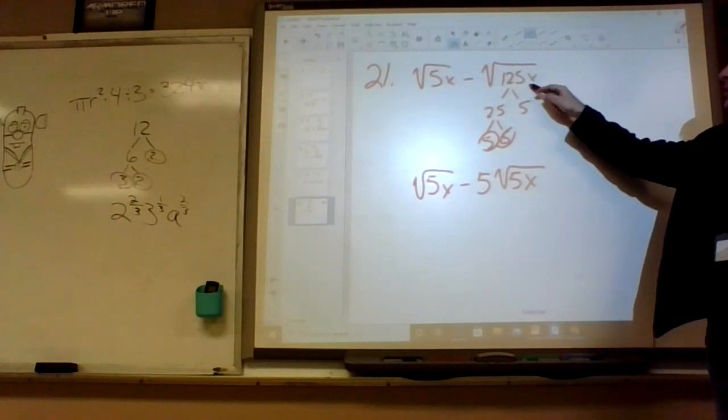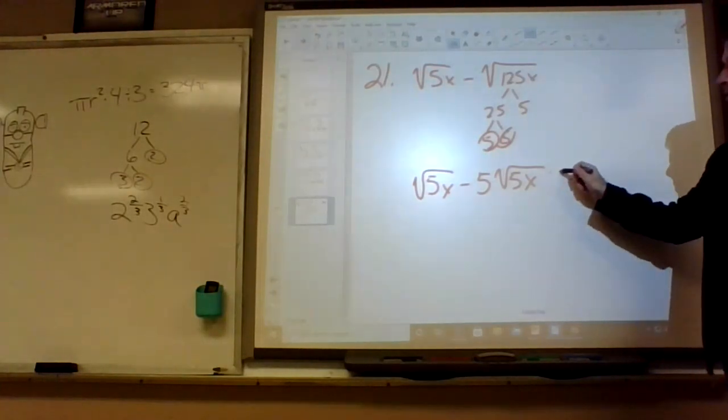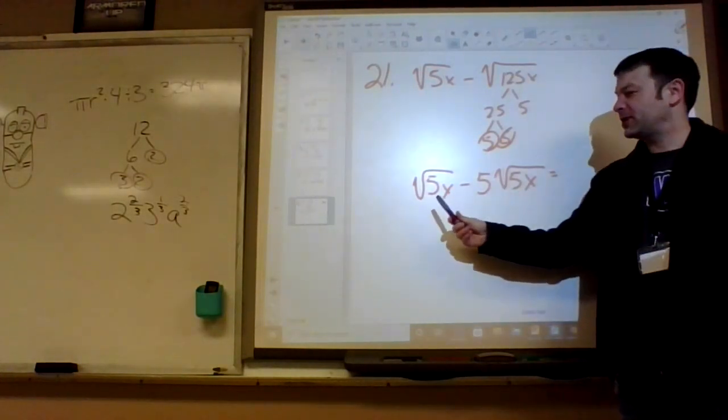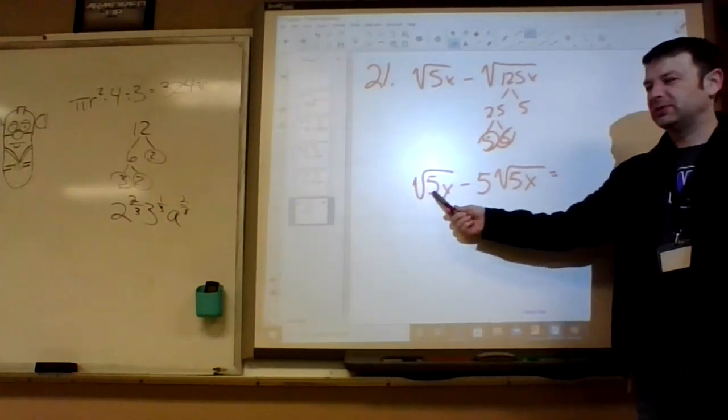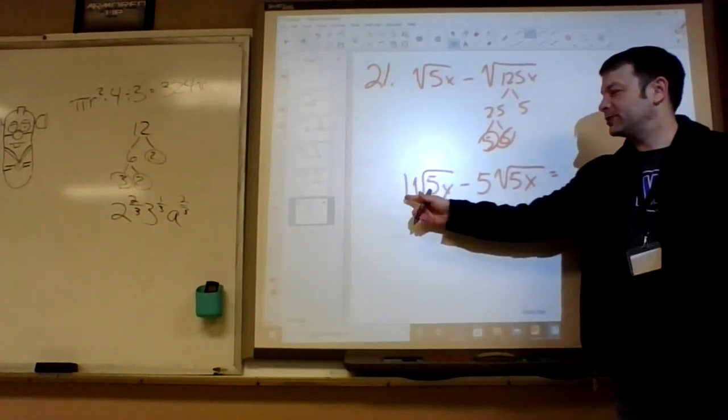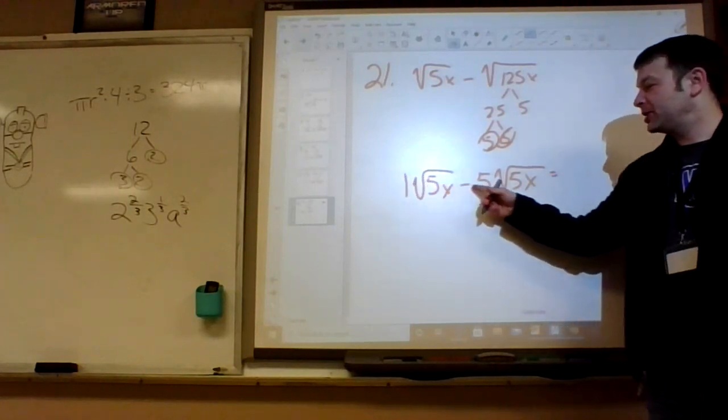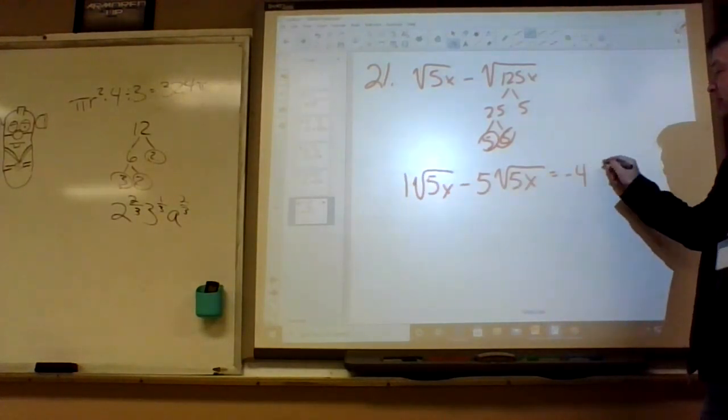I just left that x in there. Didn't do anything with it. So what's that going to be? That's my confusion. Negative 4. There's a 1 of those because there's no number right there. 1 minus 5 is negative 4 square root of 5x.